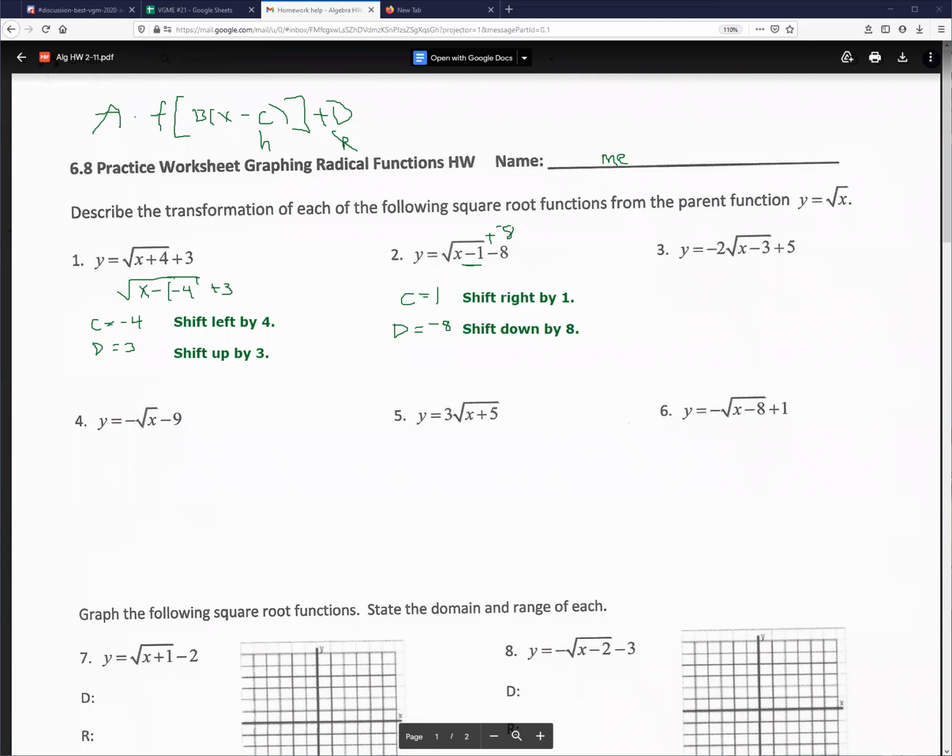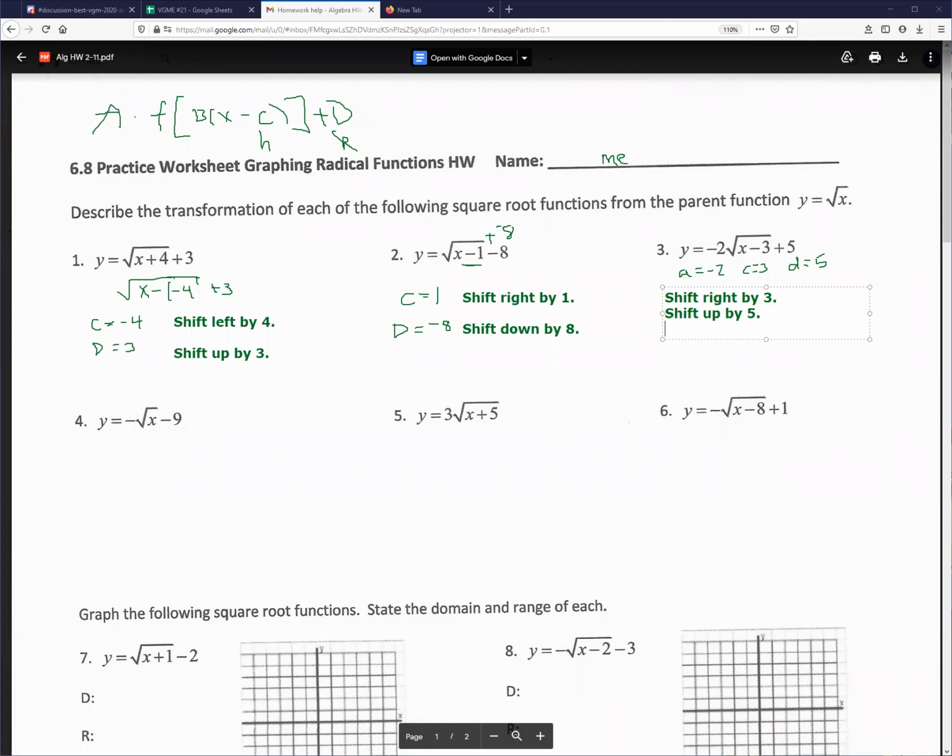All right, so that was easy enough, I hope, but now we're going to make it more complicated, because we're going to see that we have -3 here, that's c equals 3. We have +5, that's d equals 5, but now we've got this lead number, that's the a. A equals -2. All right, so what does that mean? Well, let's start with c and d. We're going to shift right by 3. We're going to shift down, or excuse me, up by 5, because c and d are both positive.